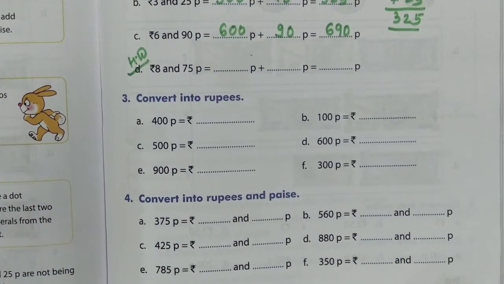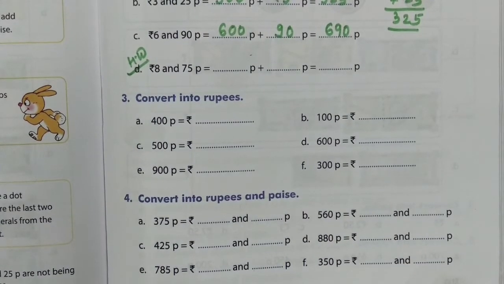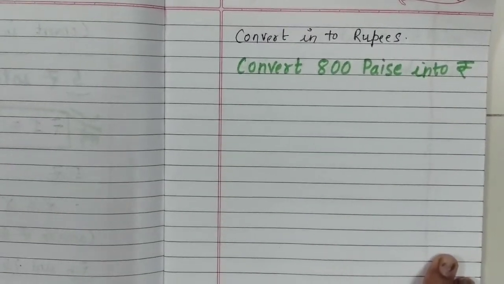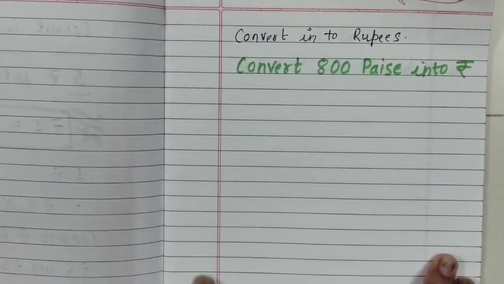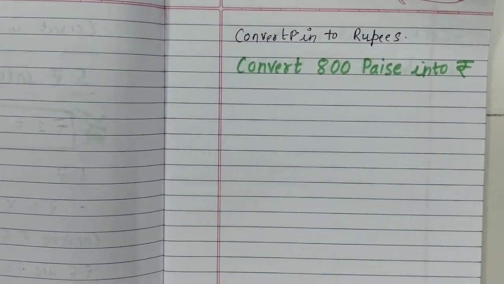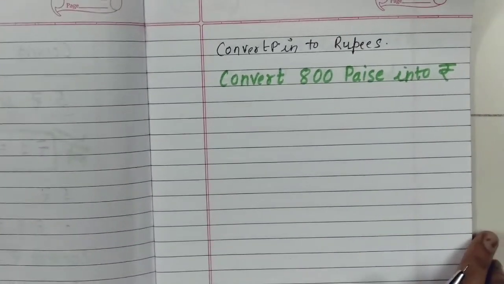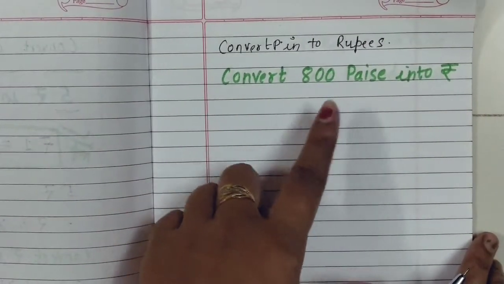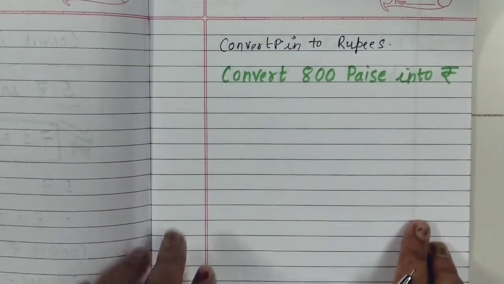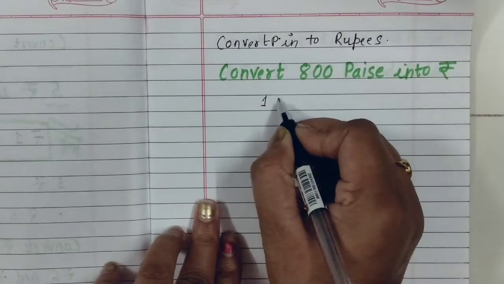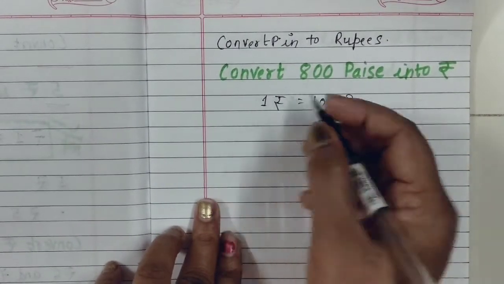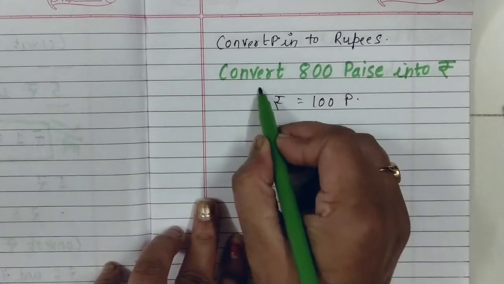Now the next conversion is to convert paisa into rupees. So how can we do the conversion? We can understand with one example. Here we have to convert 800 paisa into rupees. So how can we convert it? Children, remember our key point: 1 rupee is equal to 100 paisa.